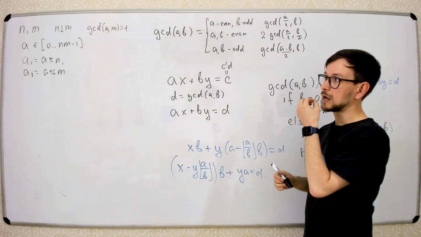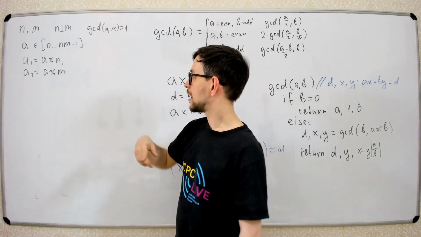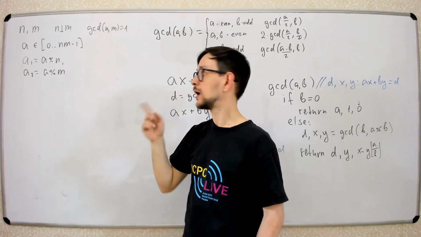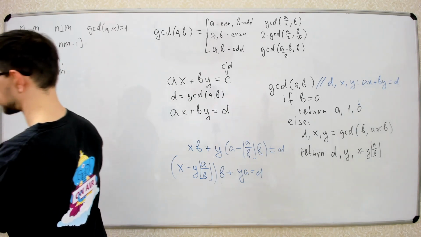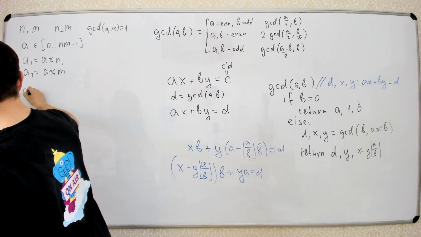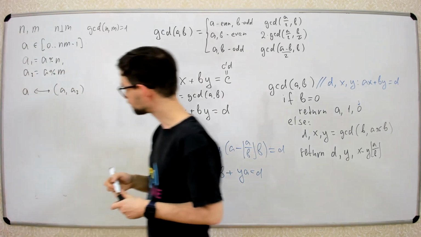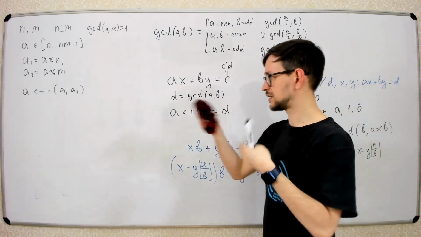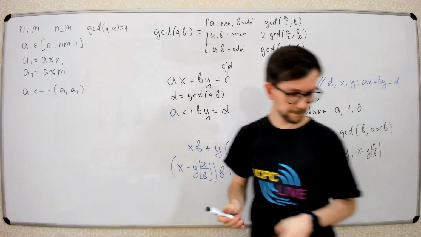Now, there are nm possible numbers a and nm possible pairs of a1 and a2. And the theorem is that there is a unique way to go from a to the pair of a1 and a2. So there's a bijection between these two sets.